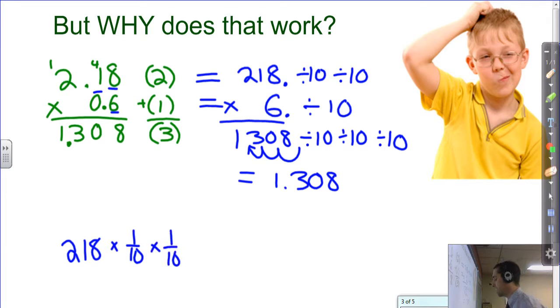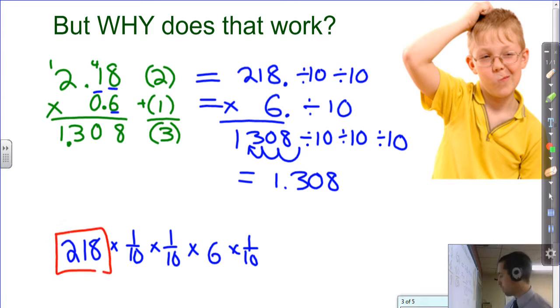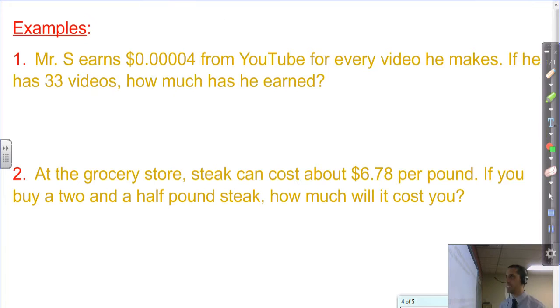We'll talk more later this year about why that works. Multiply by 6 times 1/10. And the commutative property says that when you're multiplying things, you can multiply them in any order you want, as long as you're only multiplying. So we multiplied these two first, and then we multiplied times the 1/10, and that's what moved our decimal back in. Let's do some normal examples where we don't have to worry about all this craziness going on.